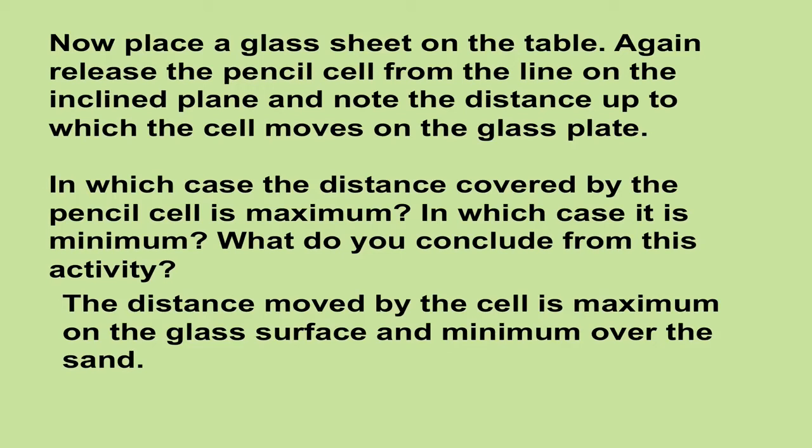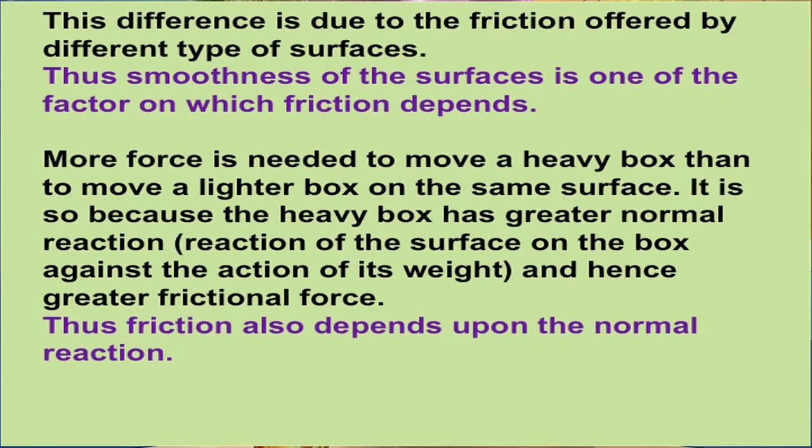What do you conclude from this activity? You will find that the distance moved by the cell is maximum on the glass surface and minimum over the sand. The difference is due to the friction offered by the different types of surfaces. A smooth glass surface offers less friction compared to a rough sand bed. Thus, smoothness of the surfaces is one of the factors on which friction depends.